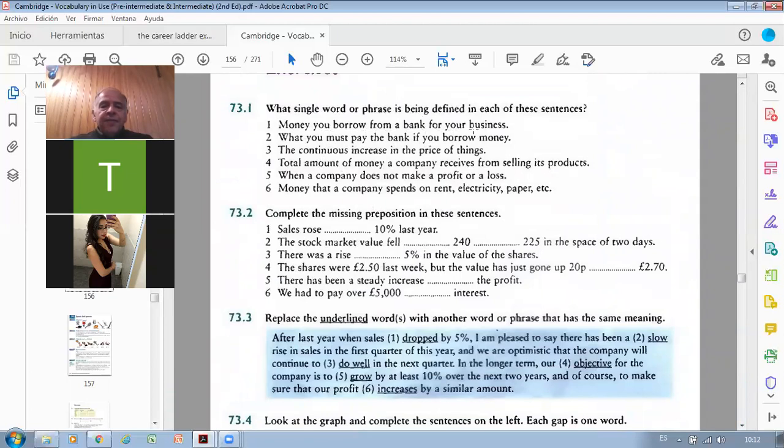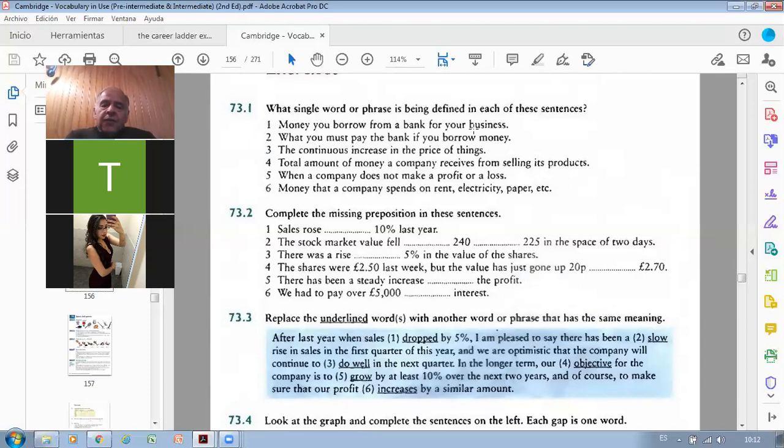Tiare? What is the money that you borrow from a bank? A loan. Yes, a loan. Money you borrow from a bank for your business. Okay. Now, Kimberly, what must you pay the bank if you borrow money? Interest. That's right.